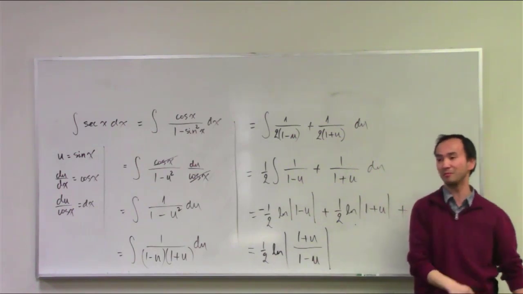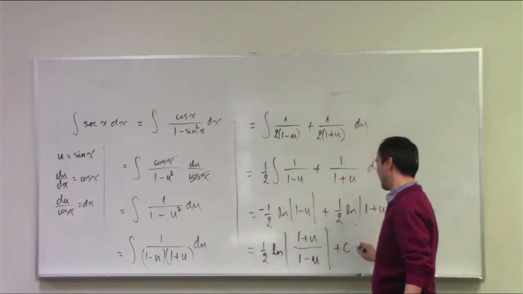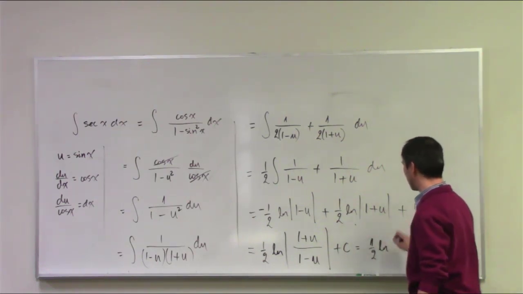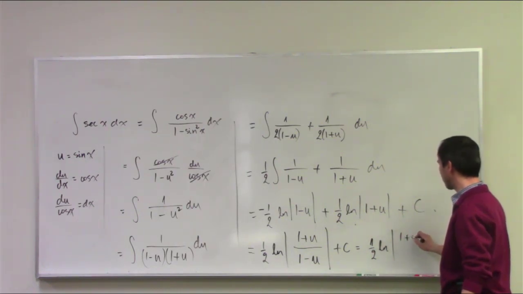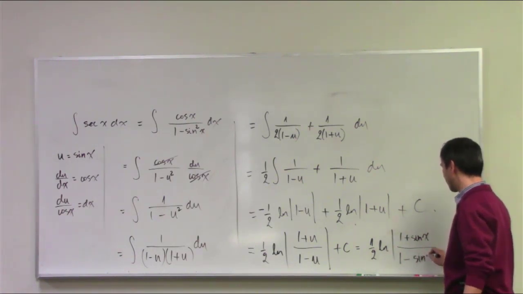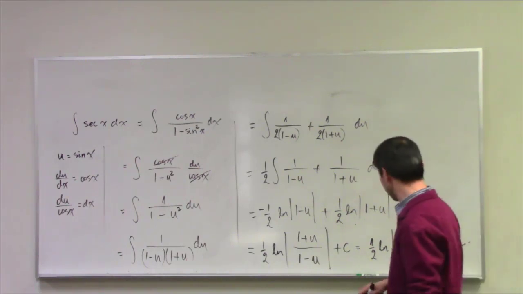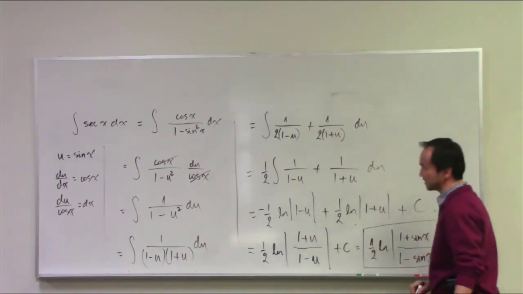You know what I'm saying now? All due to that negative sign. The plus c. And now we bring it back to the ordinary variable. So natural log, and then I have 1 plus sine of x over 1 minus sine of x. So, technically speaking, this is the antiderivative, or the integral, of secant of x right here.